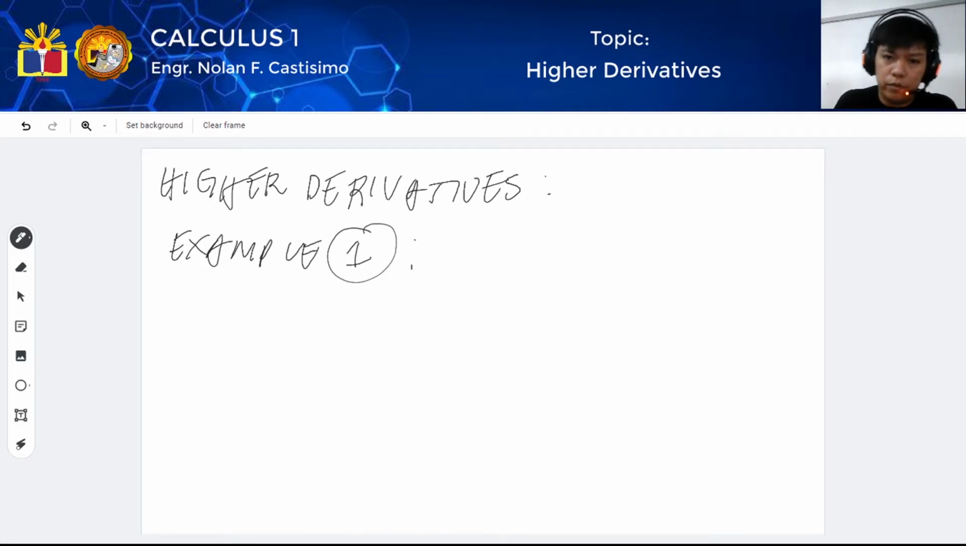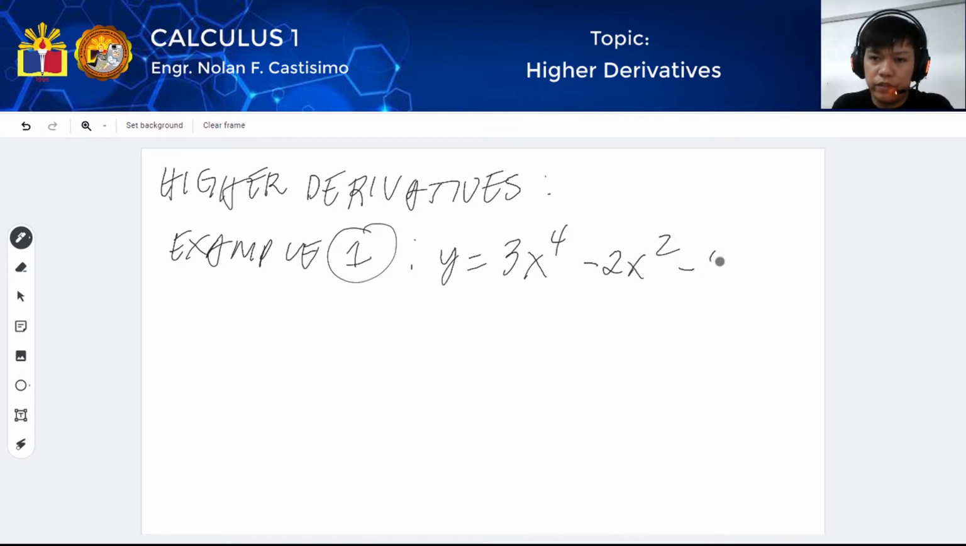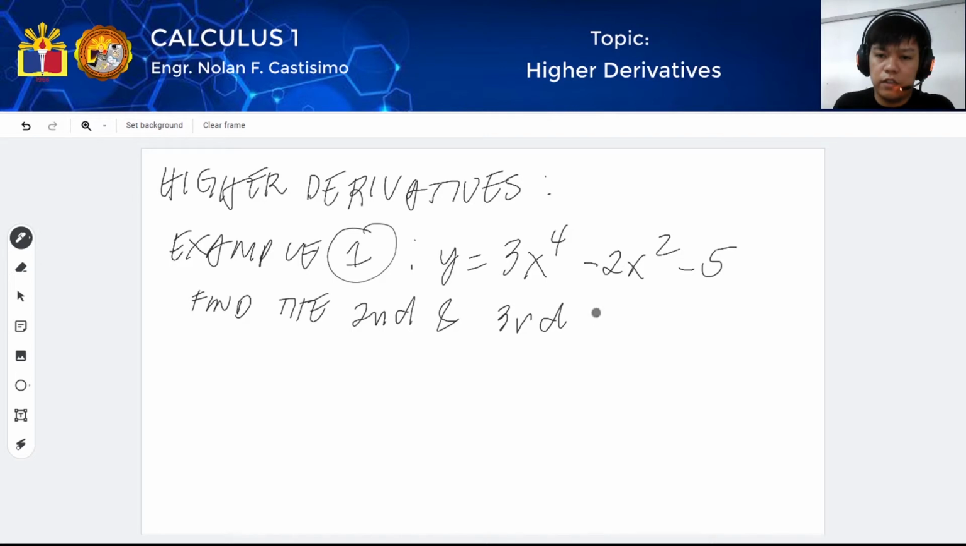So let's say we have y is equivalent to 3x raised to 4 minus 2x squared minus 5. Okay, so yan yung function natin. And ano yung hinahanap? Find the second and third derivative. Yan. So let's find the second and third derivatives of the function y is equivalent to 3x^4 minus 2x^2 minus 5. So of course, ang domain natin dyan is x.